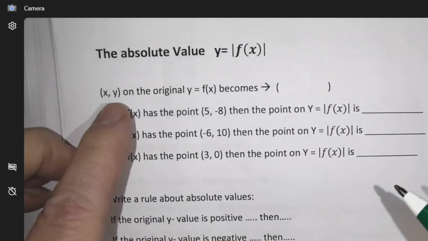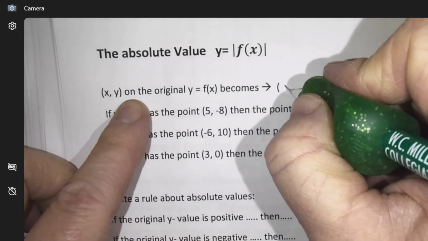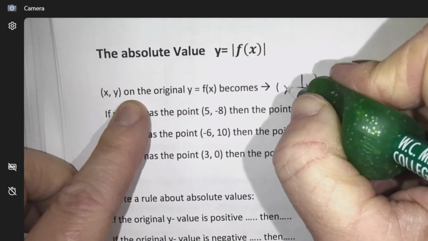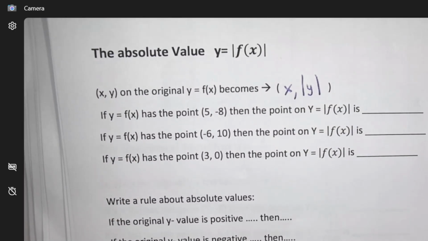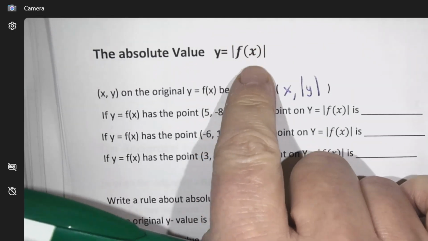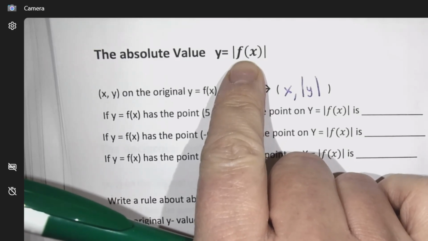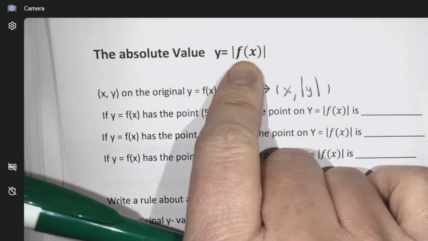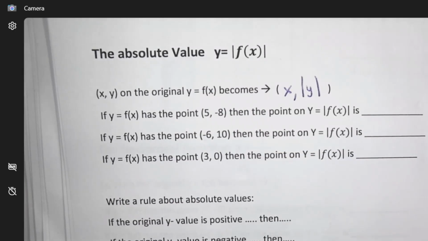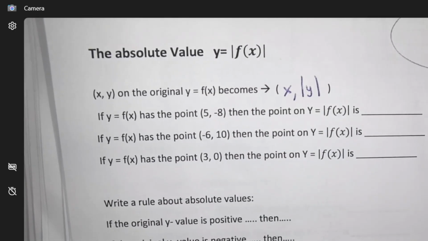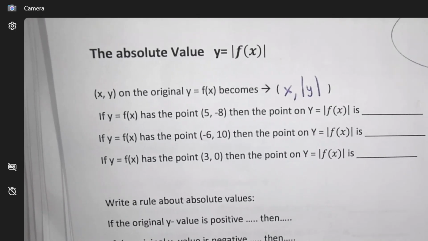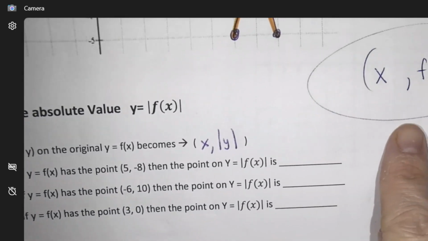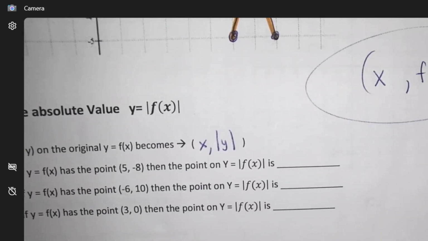Okay, so any kind of coordinate x, y is going to become x comma absolute value of y. So this is only ever affecting y. And do you see how inside the absolute value is f of x? And are you remembering f of x is really usually just a fancy way to say y? Lots of the times the functions are like this, x comma y. This is just f of x, a fancy y.